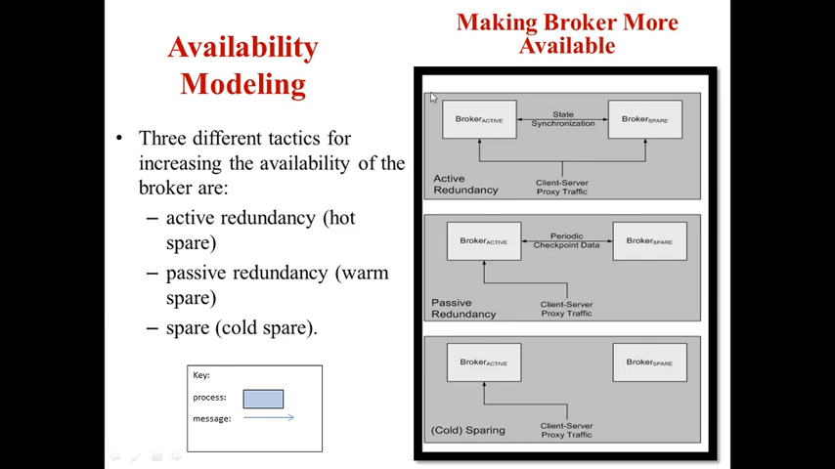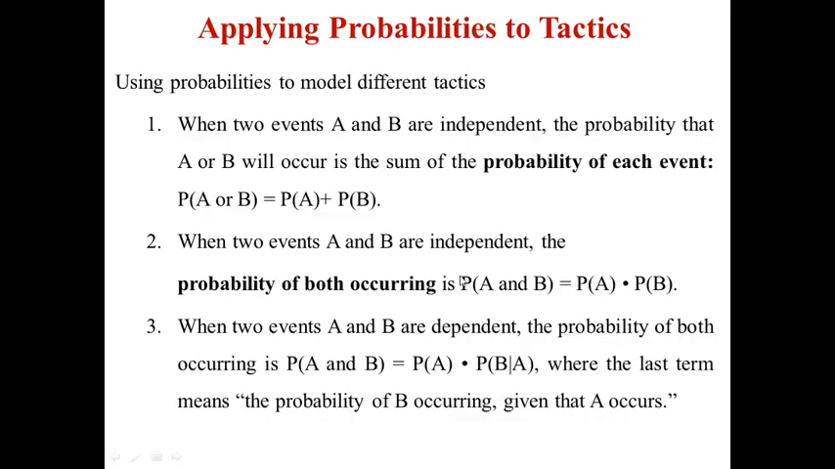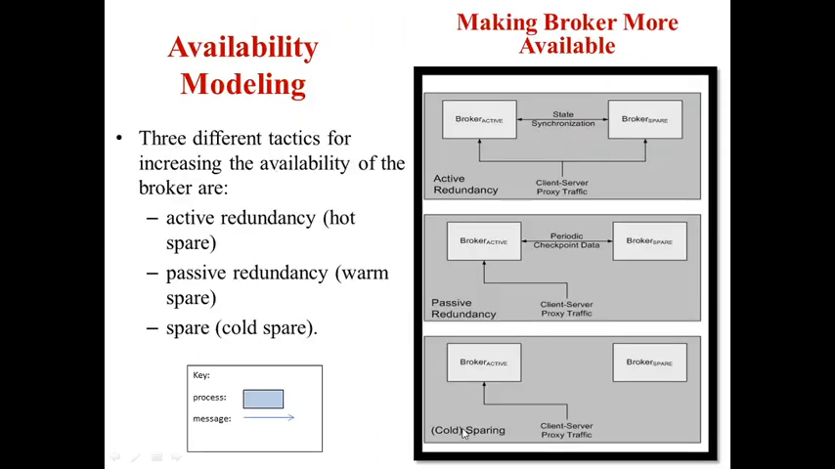Next, in this availability modeling, three different tactics are used to increase the availability of the broker. What is this broker? The one with the model which is going to be used as an analysis model. So there are three different types: active redundancy, passive redundancy, spare. Active redundancy is telling about hot spare, passive redundancy is telling about warm spare, and spare is telling about the cold spare.